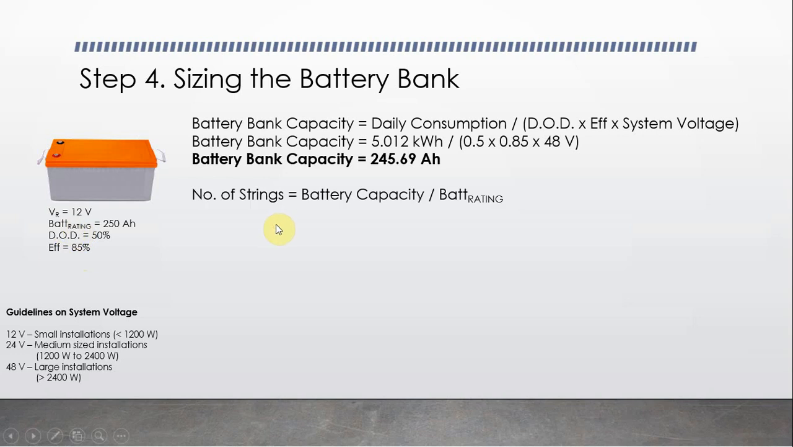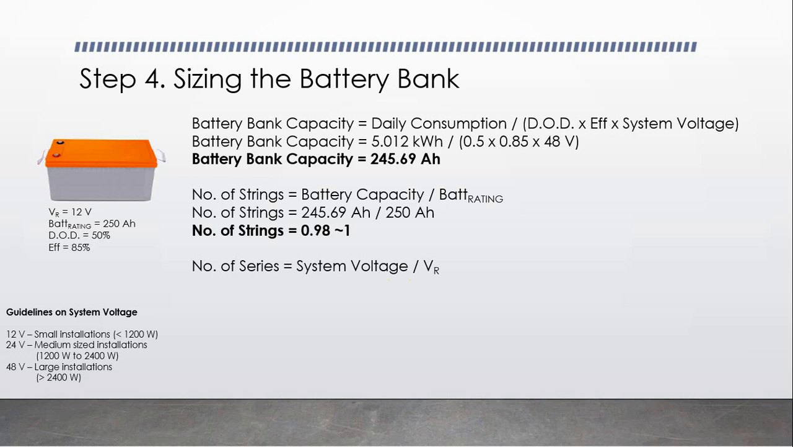So to compute for the number of strings, we shall divide the required battery capacity, 245.69, by the battery capacity rating of our battery itself. So that's 245.69 ampere hours divided by 250 ampere hours. So number of strings will be 1.